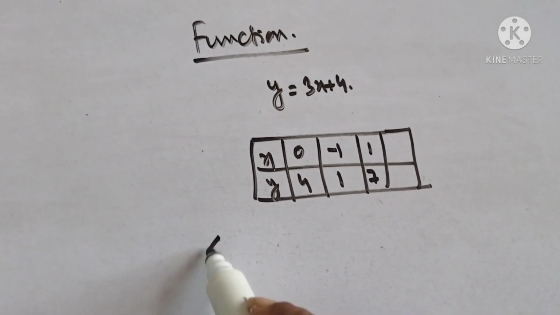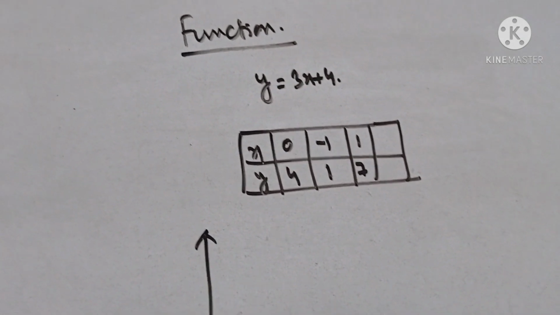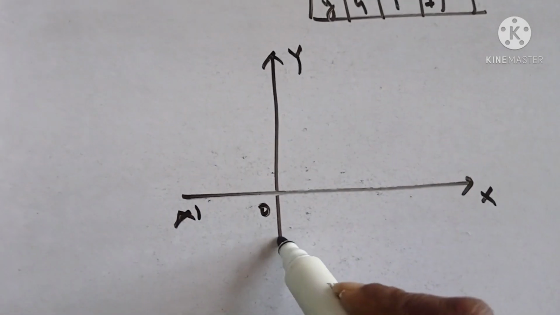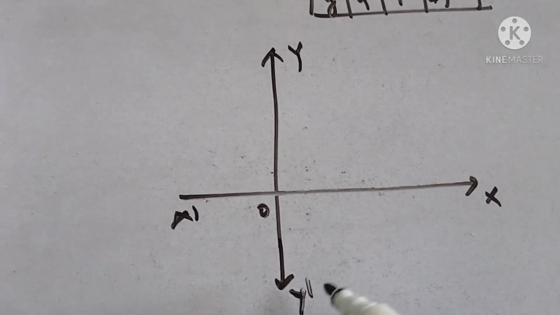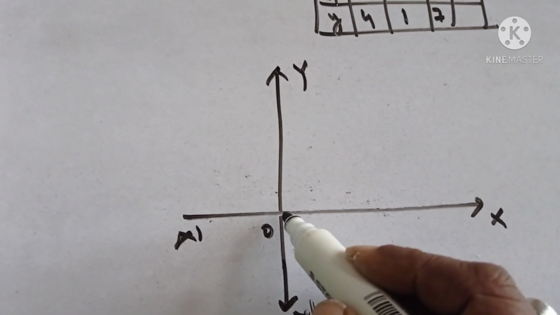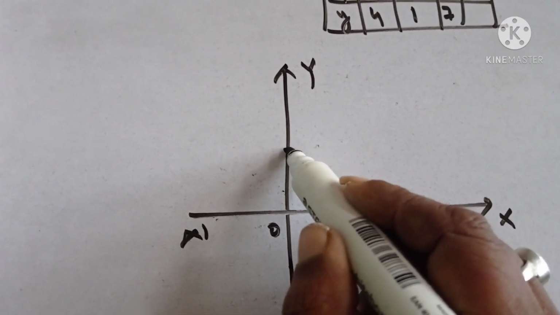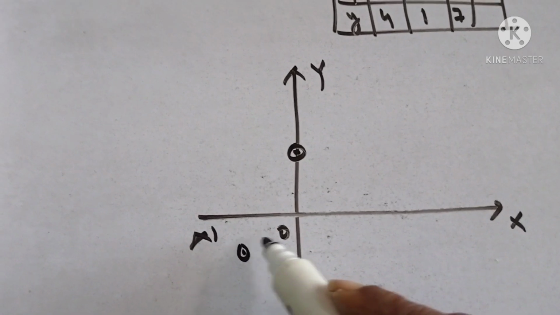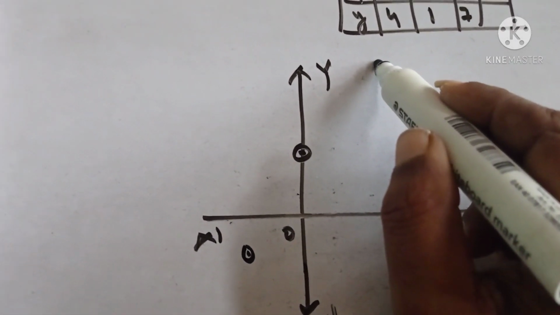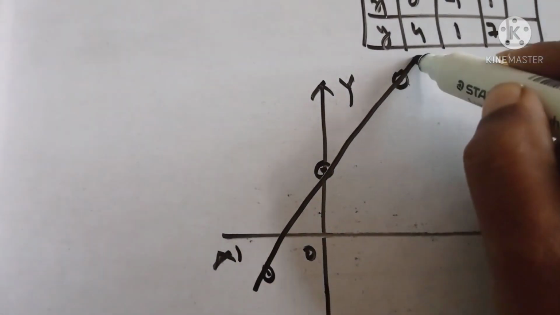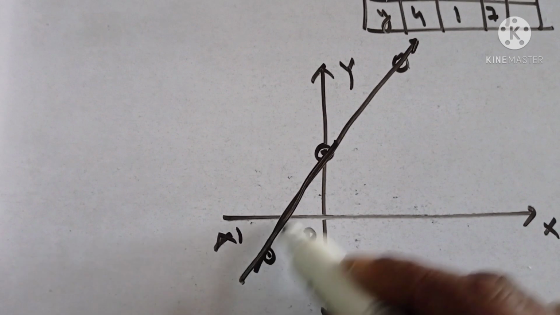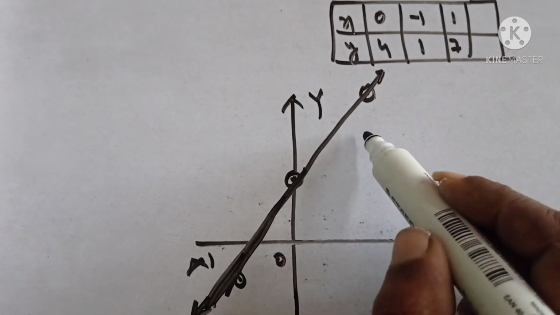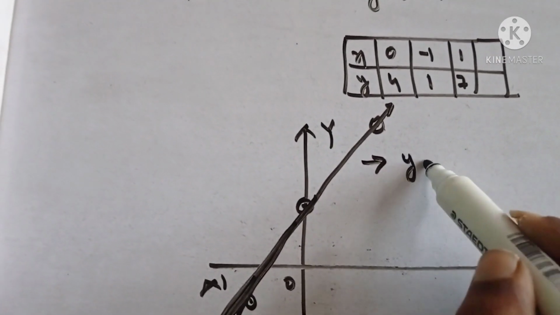Now when you draw this graph, this is your x o x dash and y o y dash. For 0 it is 4, somewhere like here. I'm taking somewhere. For minus 1 it is 1, somewhere like this here. And for 1 it is 7, somewhere like this here. So when you draw this graph, you get a straight line. And this is the graph of y is equal to 3x plus 4.